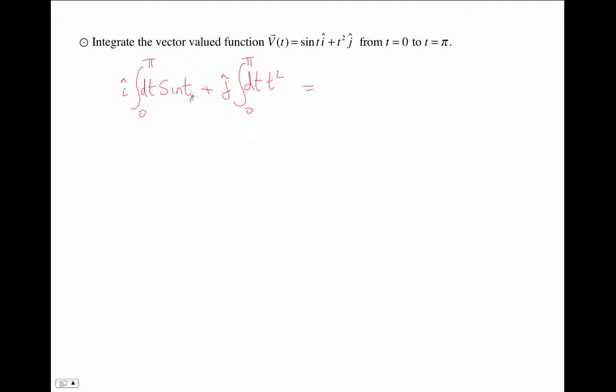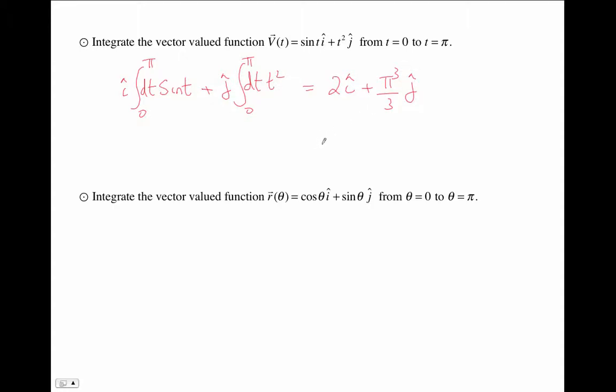This integral is trivially done. Integral of sine t from 0 to pi. You can do this mentally, in fact. This is just 2i, and this over here will be pi cubed by 3 j.